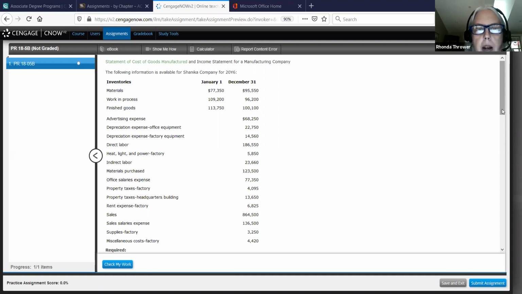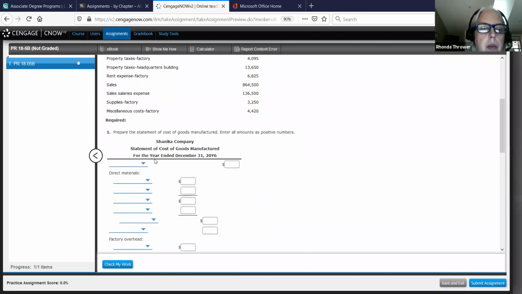And what we'll be preparing is a statement of cost of goods manufactured and an income statement for a manufacturing company. For a manufacturing company, before you can prepare an income statement, you must prepare a statement of cost of goods manufactured. The statement of cost of goods manufactured will be prepared for a period of time. As you can see in Cengage, they have started this statement by naming the company, statement of cost of goods manufactured, and for the year ended.